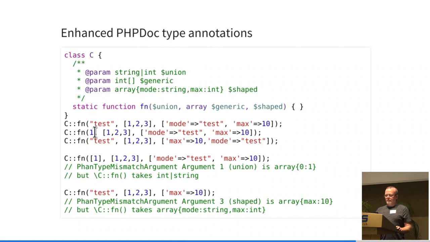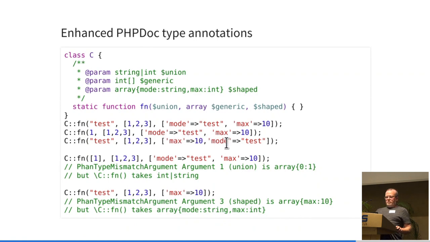So then if we try it, this first one matches all of it. The first one is a string, which is good. This is an integer array, and this one has both mode and max. So that passes, no problem. This one as well passes nicely.